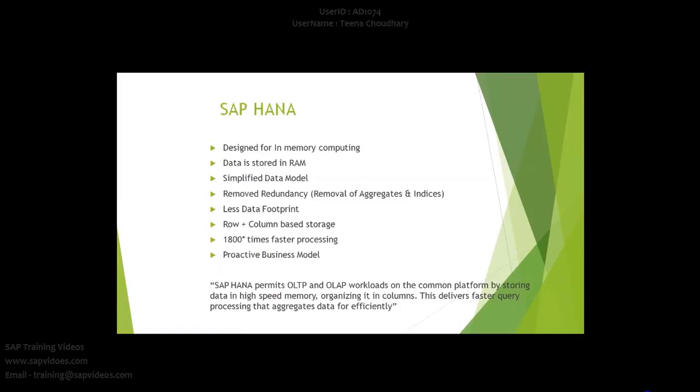Okay. And to compare this, the last line: SAP HANA permits OLTP and OLAP. OLTP is online transaction processing, and OLAP is online analytical processing. So transactions and reports, in short. SAP HANA permits transactions and reporting workload on a common platform. So you don't need a separate set of tables for performing your transactions and reporting.